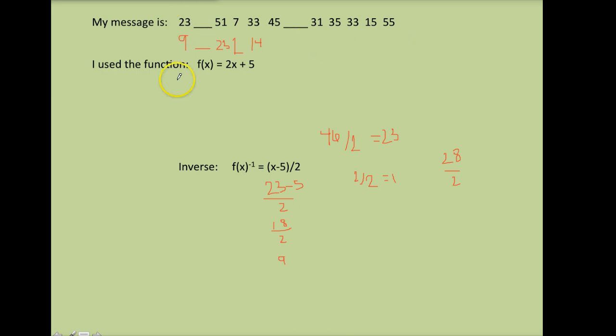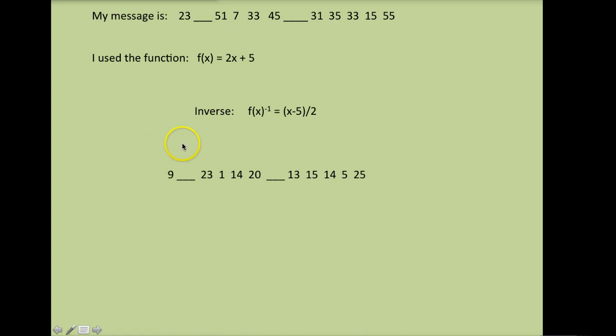Okay, if I can, and this is what I would have. 9, remember, was our first one. We decoded 23, we got 9. 51 minus 5 divided by 2 was our 23. 7 minus 5 divided by 2 gave us 1. Okay, I went through the entire message and decoded it, and this is what I got.